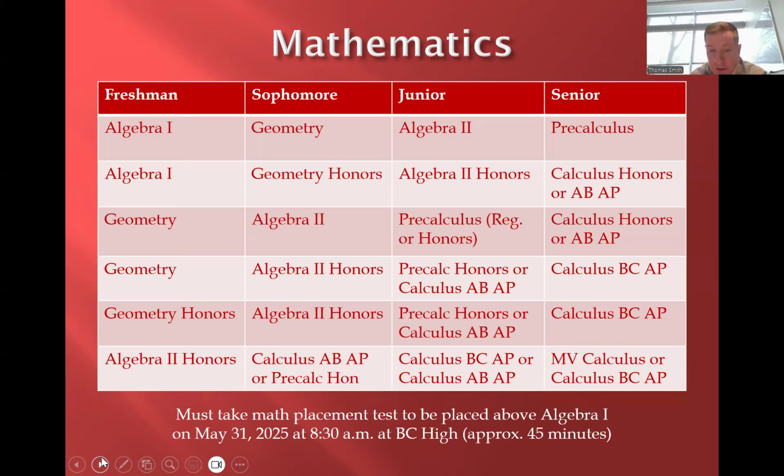So the placement test is May 31st at 8:30. It's approximately 45 minutes. It's at BC High. If your son is in a pre-algebra class right now, then he should be in Algebra 1 next year. There's no reason for him to take a placement test. Anybody who does not take a placement test will be placed in Algebra 1.